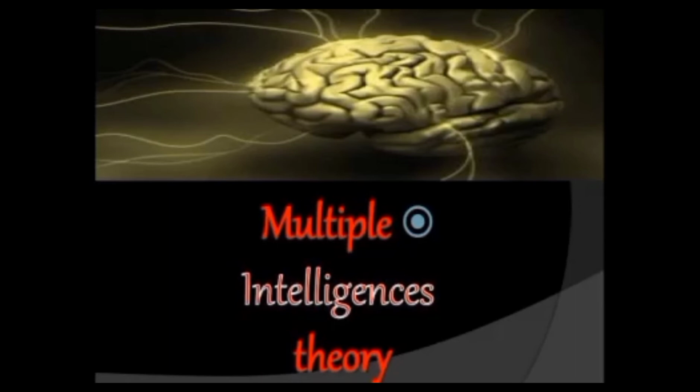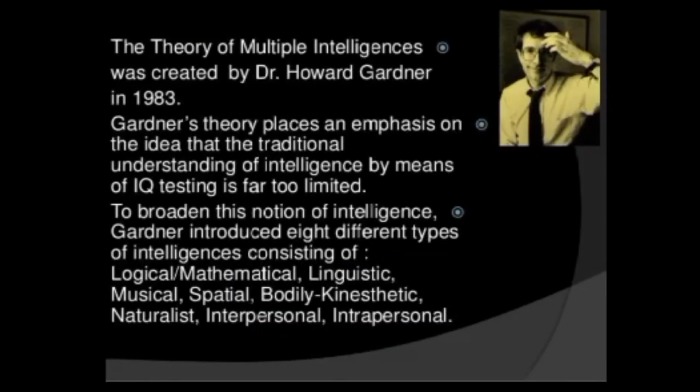For today's video, I'm going to talk about multiple intelligence. The theory of multiple intelligence was created by Dr. Howard Gardner in 1983. Gardner's theory placed an emphasis on the idea that the traditional understanding of intelligence by means of IQ testing is far too limited. To broaden this notion of intelligence, Gardner introduced 8 different types of intelligence consisting of logical or mathematical, linguistic, musical, spatial, bodily kinesthetic, naturalist, interpersonal, and intrapersonal.